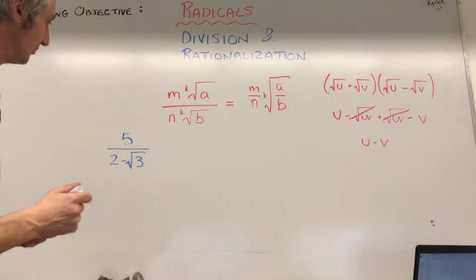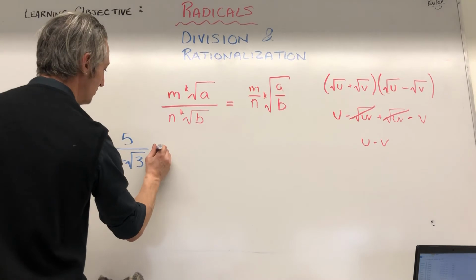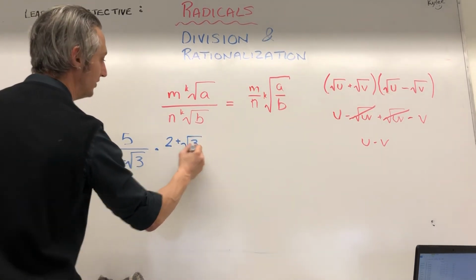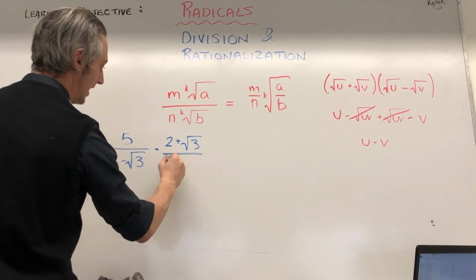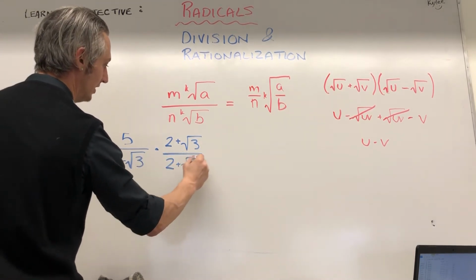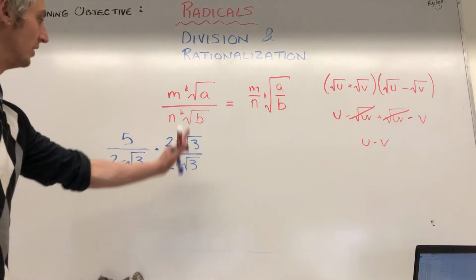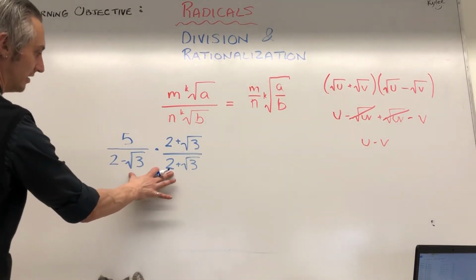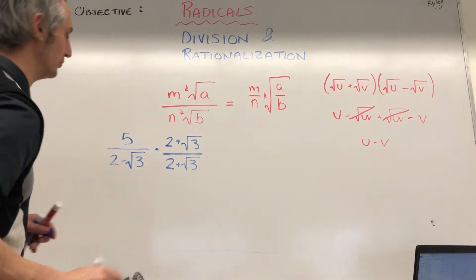So what do we do in this case? Well, we multiply it by 1, but we put the 1 in a difference of squares form. So all I do is I change the sign here. And 2 plus root 3, so this is 1. This is 1. But it's going to create the difference of squares down here that's going to allow me to get rid of my root 3.